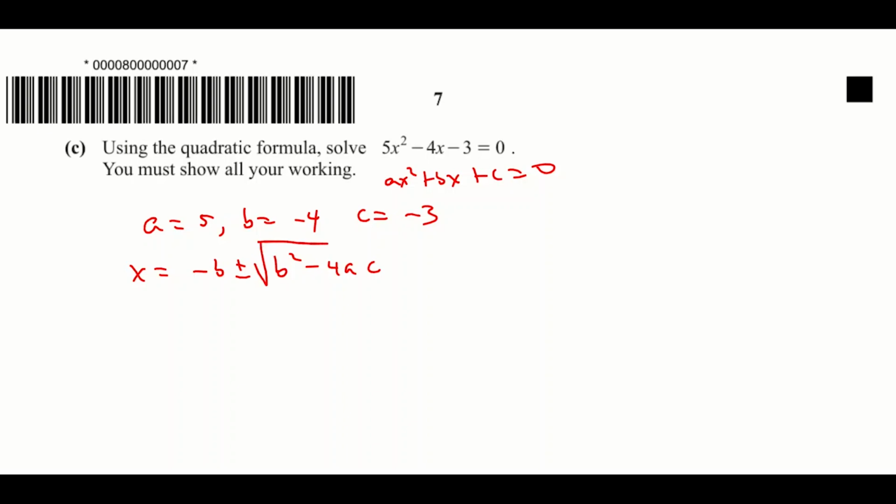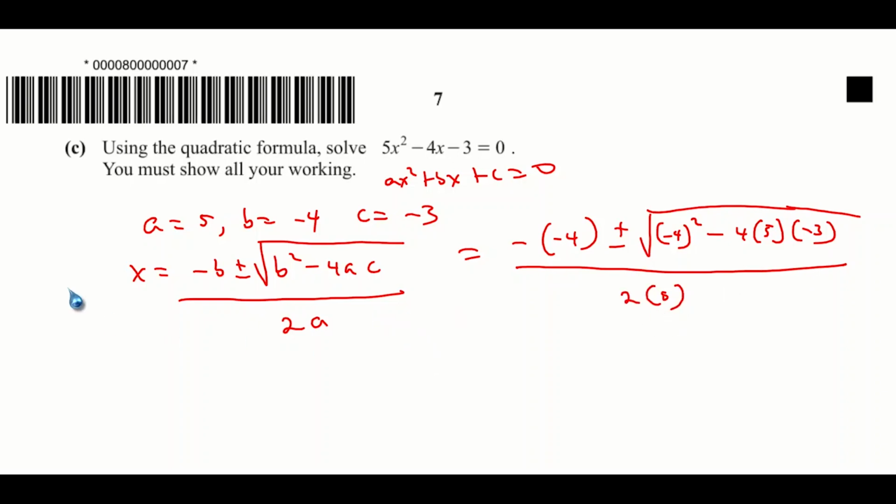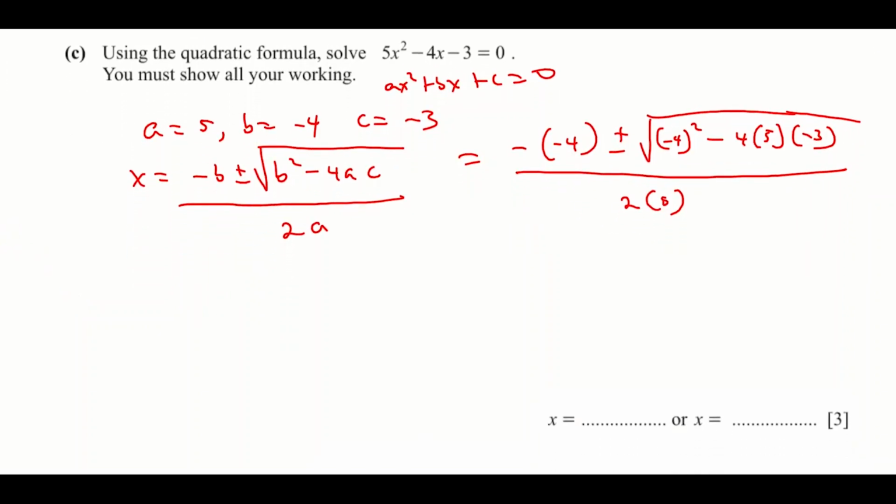So this will be square root, then everything over 2a. If you key in the values, we're going to get minus minus 4, then plus or minus square root of b squared, that is minus 4 all squared, then minus 4 into a, then into c, that is -3, then everything over 2 into a, that will be 5. Okay, so we can simplify this now.